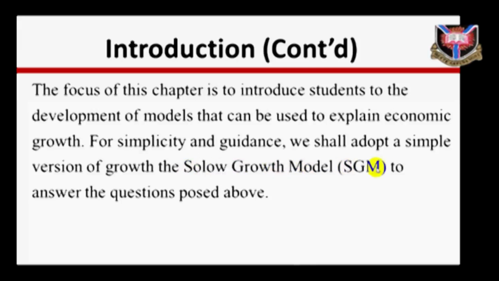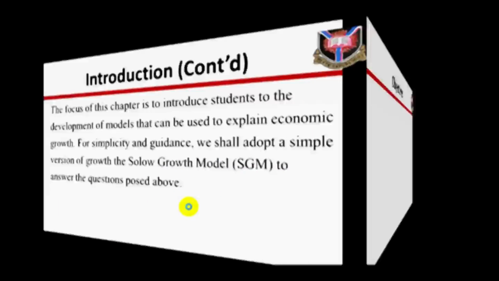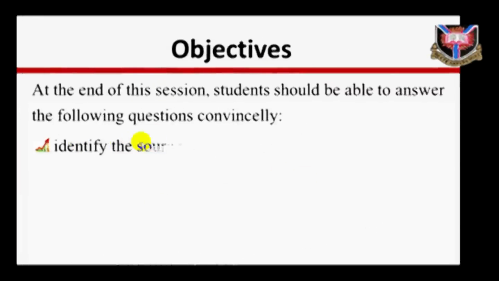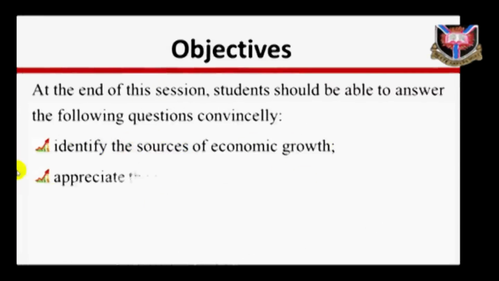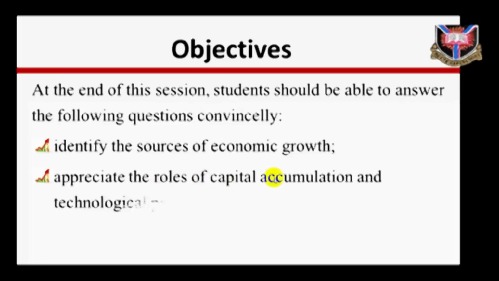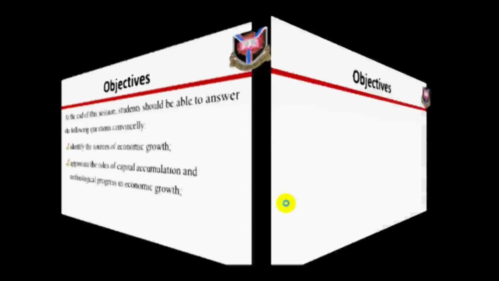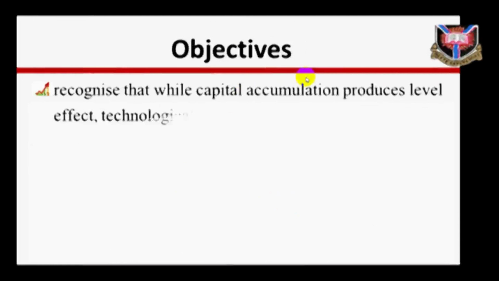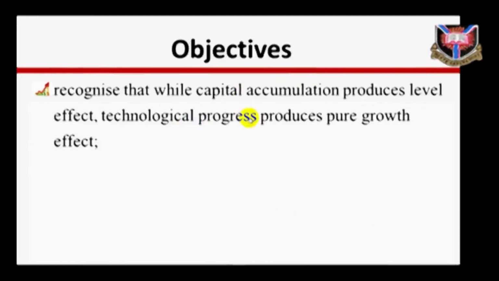Objectives. At the end of this lecture, you should be able to: 1. Identify the sources of economic growth. 2. Appreciate the roles of capital accumulation and technological progress in economic growth. 3. Recognize that while capital accumulation produces level effect, technological progress produces pure growth effect.